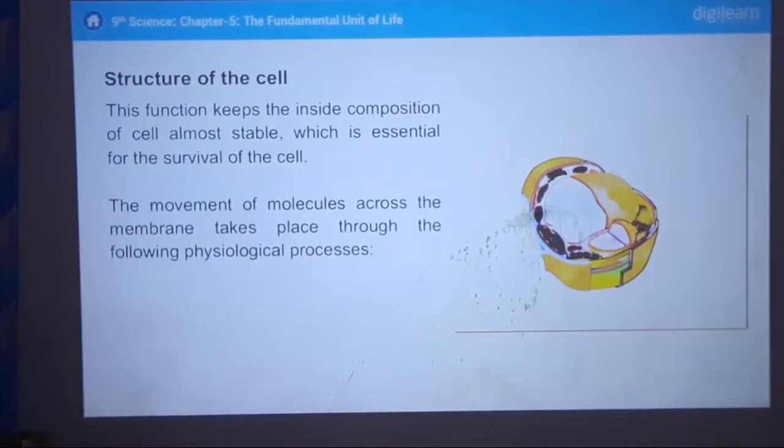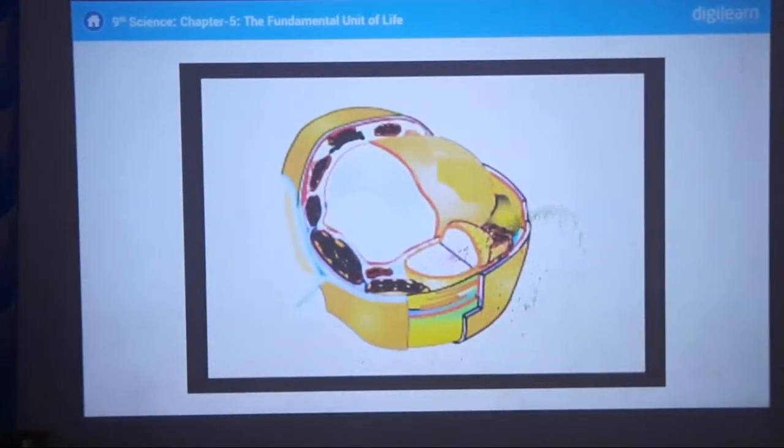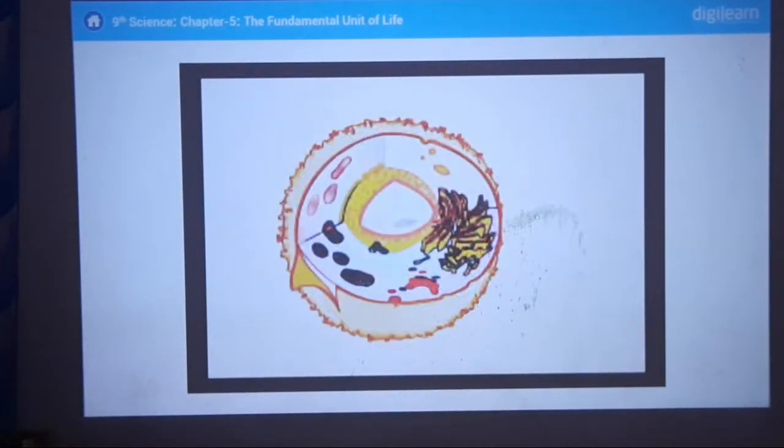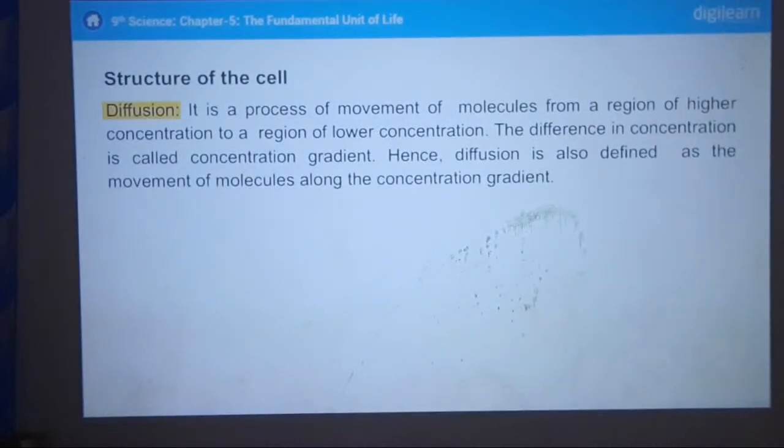The movement of molecules across the membrane takes place through the following physiological processes. Diffusion. It is a process of movement of molecules from a region of higher concentration to a region of lower concentration. The difference in concentration is called the concentration gradient. Hence, diffusion is also defined as the movement of molecules along the concentration gradient.